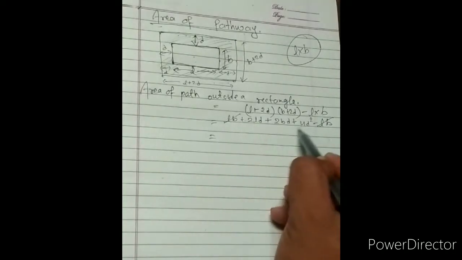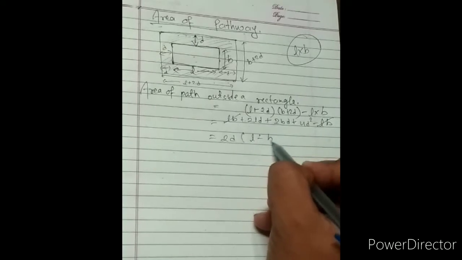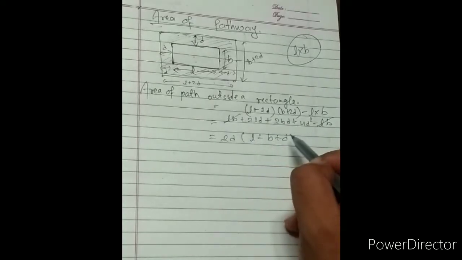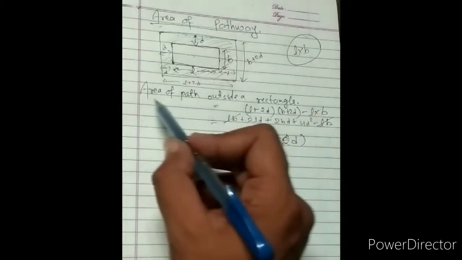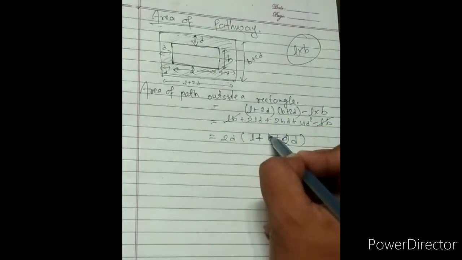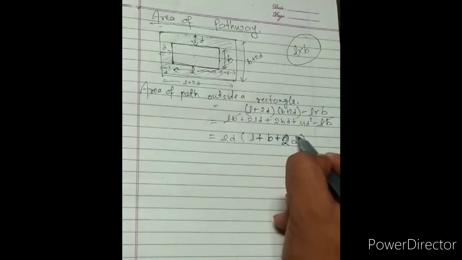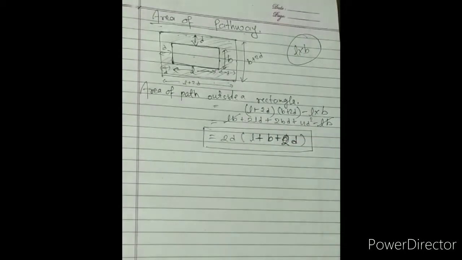Now what is common from these three? 2d, L plus B plus 2d. Sorry, 2d, because 4 is there, 2d. So the area of the path running outside of a rectangle is 2d into L plus B plus 2d. Okay, this is your formula to calculate the area of a path running outside a rectangle.